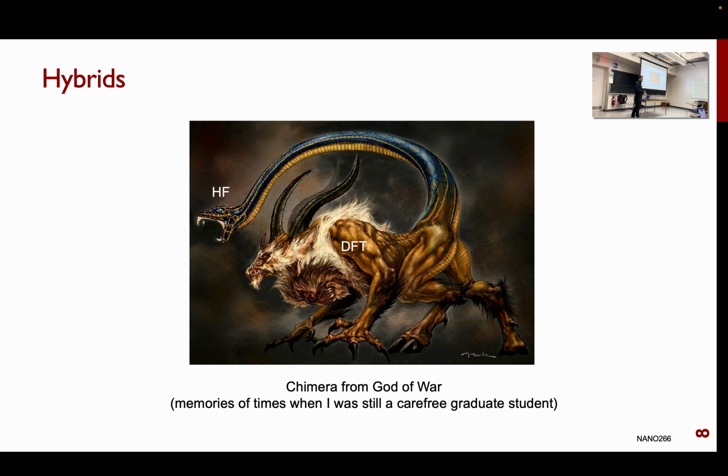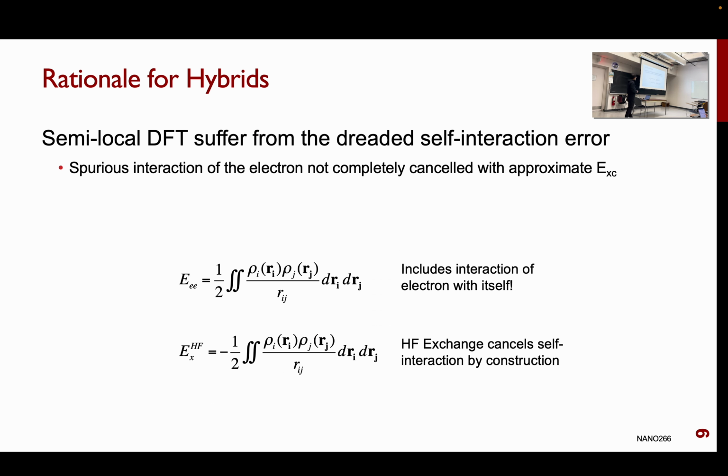In what ratio should you be combining your Hartree-Fock and DFT? The rationale for hybrids is quite simple. Semi-local DFT like LDA and GGA tend to suffer from what is called the self-interaction error. In other words, you have the interaction of an electron with itself, which is not completely cancelled when you are using an approximate exchange correlation functional like LDA or GGA.